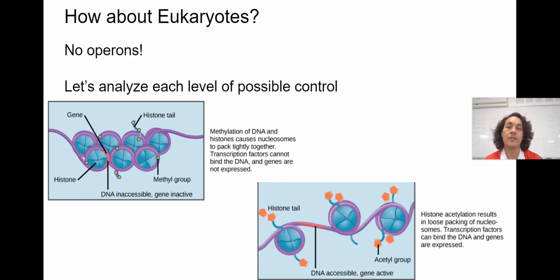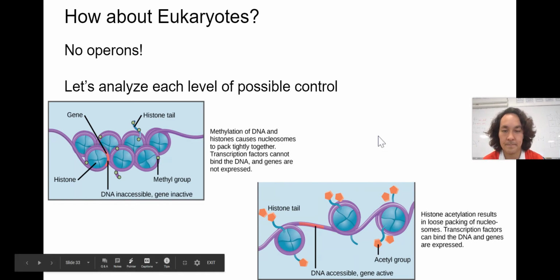Let's talk about eukaryotes. Eukaryotes don't have operons like that, but we have a lot of ways that we can control it. The first can be the actual access to DNA. We can tighten it up with methylation, adding a CH3 group, which is going to make it so that it is unable to be transcribed. Or we can loosen up the DNA with an acetyl group, and this histone acetylation is going to make it more loose and able to be transcribed.